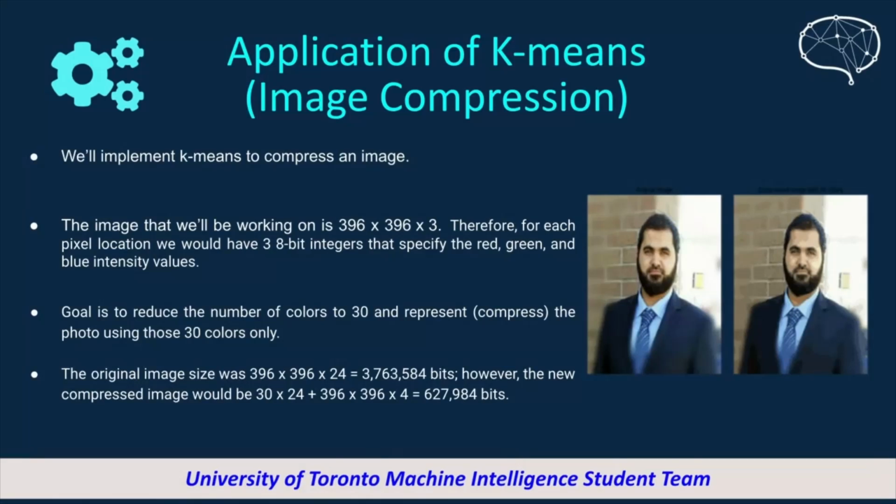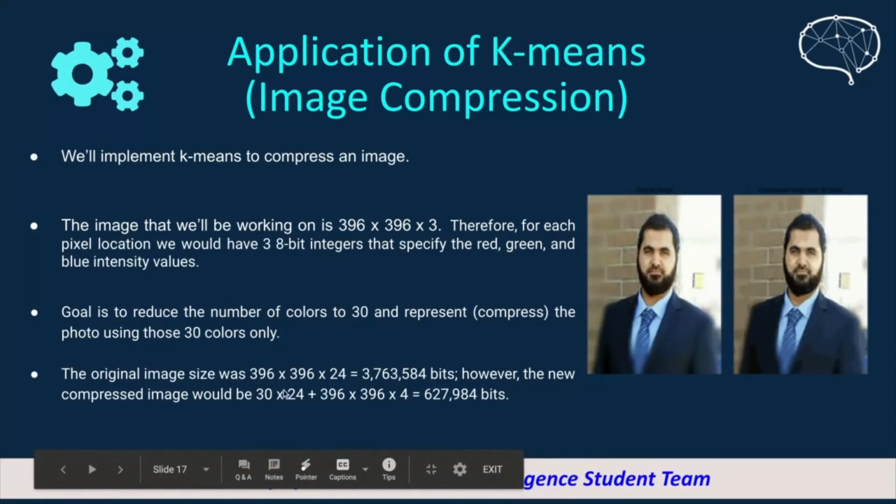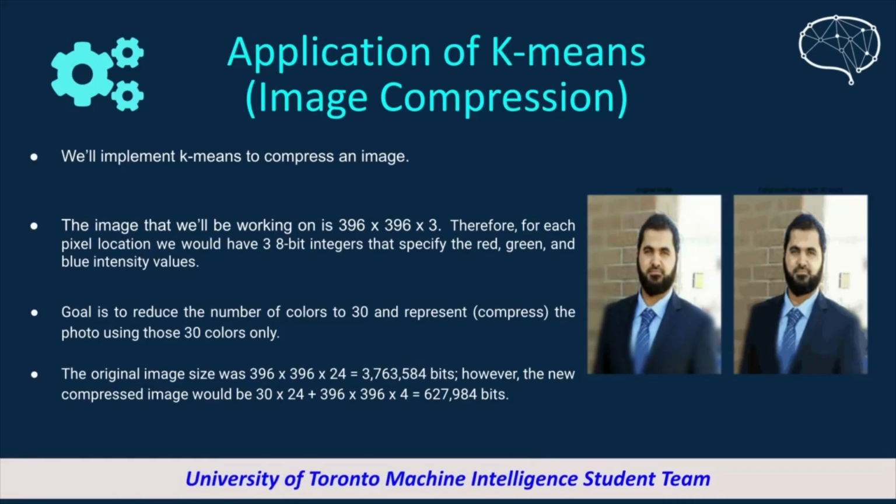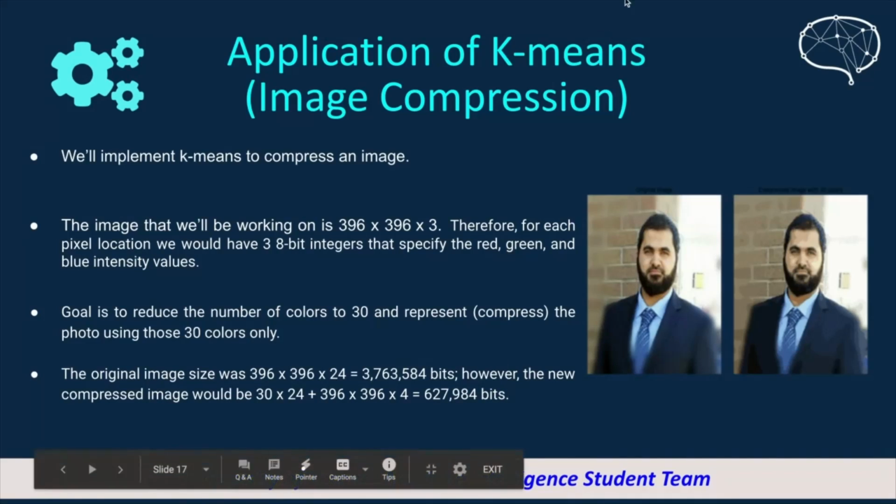The original image size was 396 x 396 x 24 bits. And now the new compressed image would be 30 x 24 plus 396 x 396 x 4, which is 627,984 bits. The huge difference comes from the fact that we'll be using centroids as a lookup for pixel colors, and that would reduce the size of each pixel location to 4 bits instead of 24 bits.